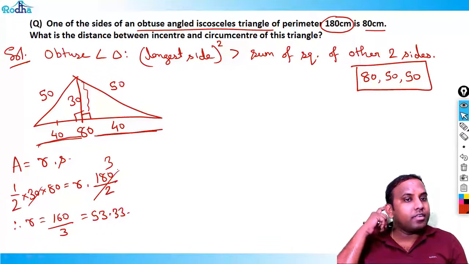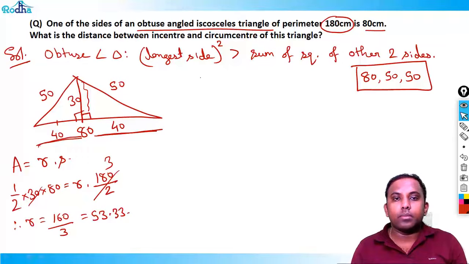If the inradius is 53.33, what is now the circumradius? We can also calculate the circumradius. For calculating the circumradius, we'll use area is equal to ABC by 4R.